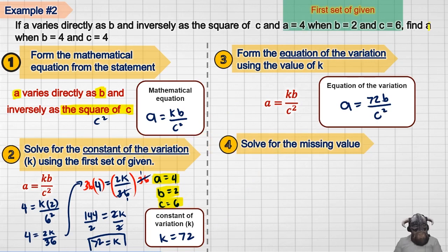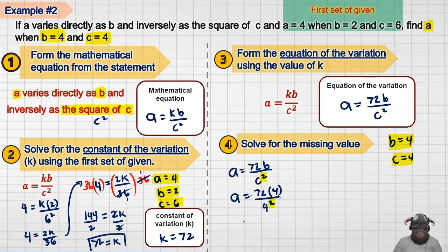And the missing value will be the value of A when B is equal to 4 and C is equal to 4 as well. So, sulat lang natin dito. B is equal to 4 and C is equal to 4. So, as we continue, kopyahin lang muna natin siya dito. A is equal to 72B all over C squared. Yan lalagay natin. So, all we need to do is to substitute the following. Copy lang muna natin si A, tsaka si 72, multiplied to the value of B, which is equal to 4, all over C squared is equal to 4 squared. Yan, lagyan mo lang. Huwag mong kakalimutan yung square na yun kasi naka-square din yung C.